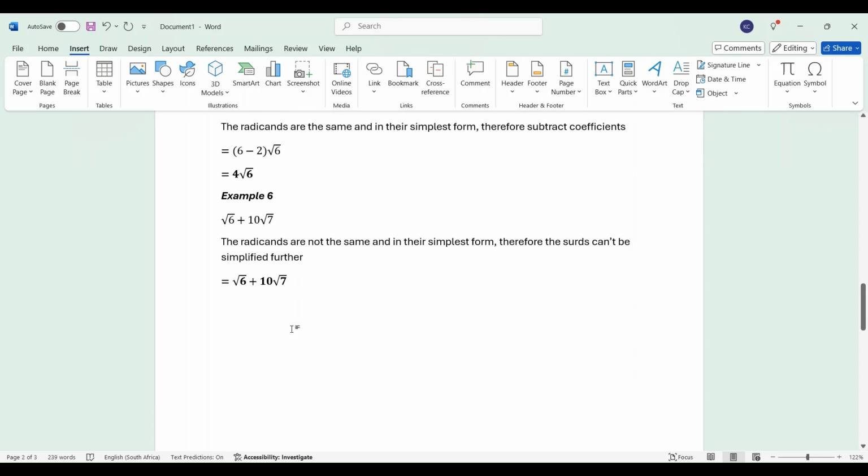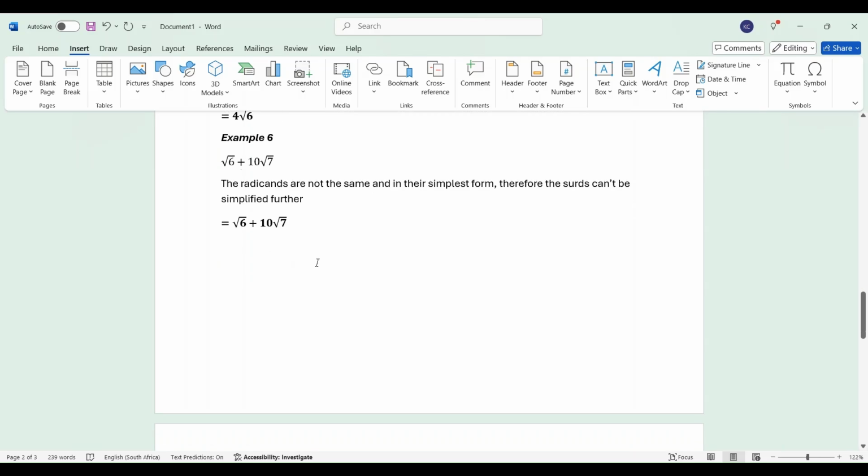In our example 6, we are having root 6 plus 10 root 7. And as you can see, the radicals are not the same and they are already in their simplest form. Therefore, the surds can't be simplified further. These are unlike terms. Therefore, it remains root 6 plus 10 root 7. We just maintain it like that.